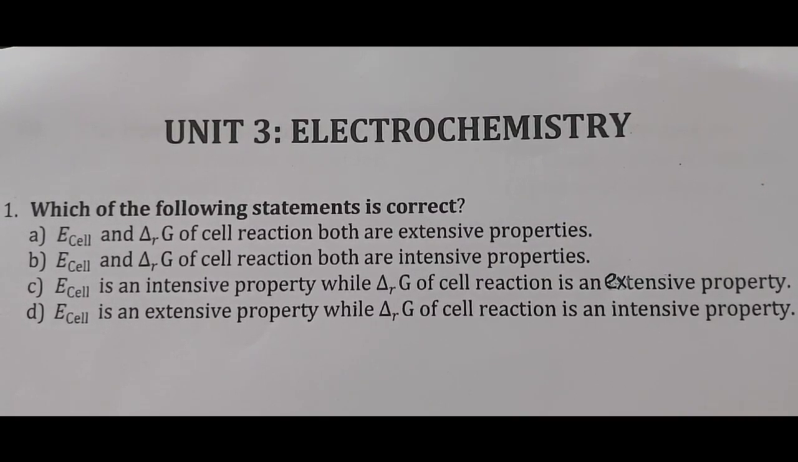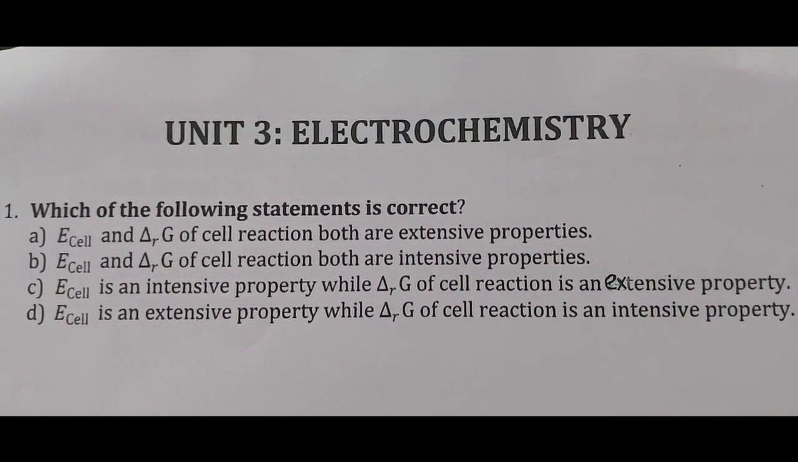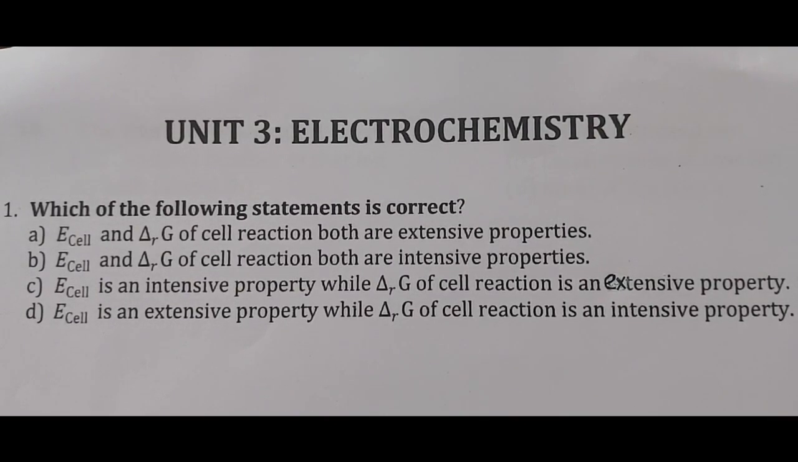Hello dear students. So we will be discussing the multiple choice questions of the lesson electrochemistry. In that, the first given question is, which of the following statements is correct? Option A, E cell and delta rG of cell reaction both are extensive properties.